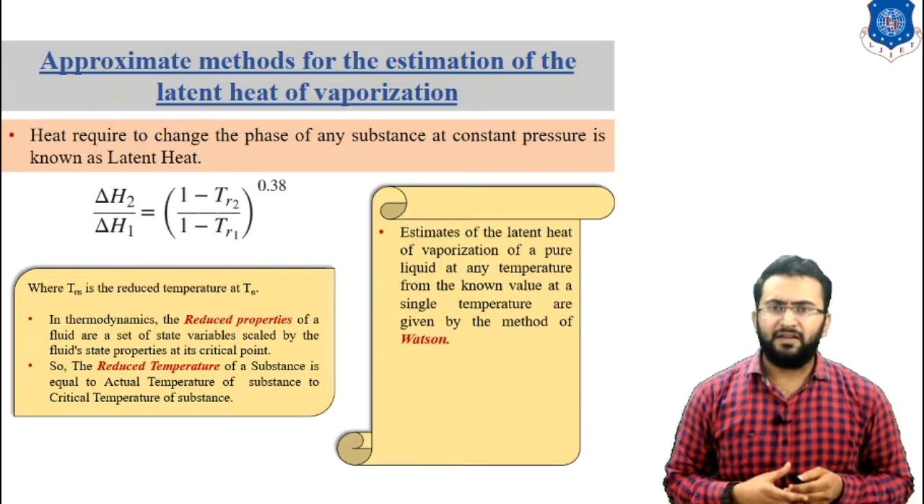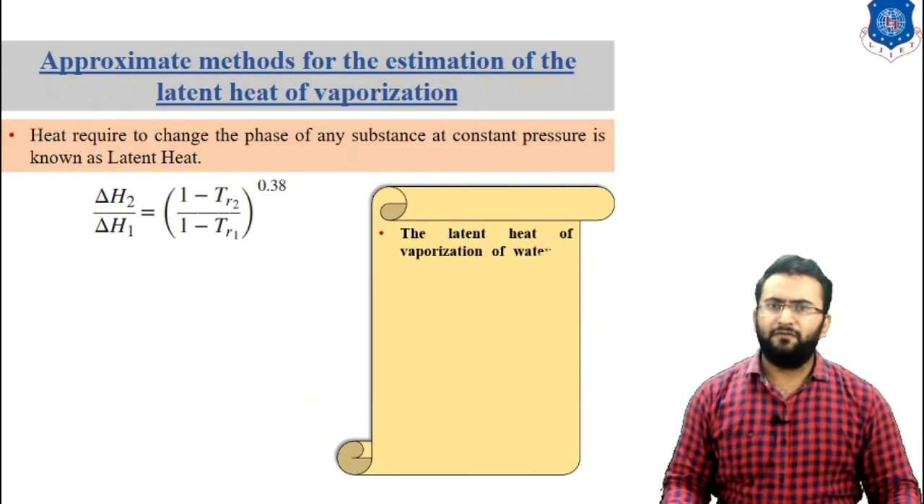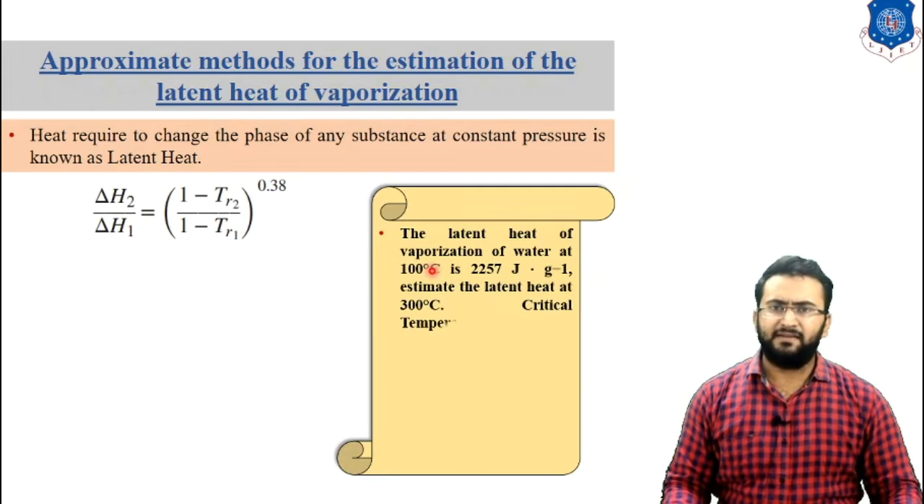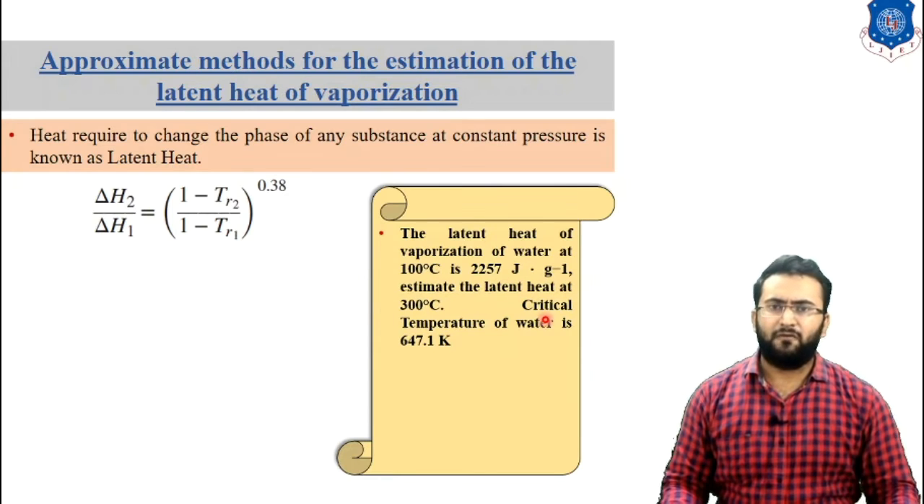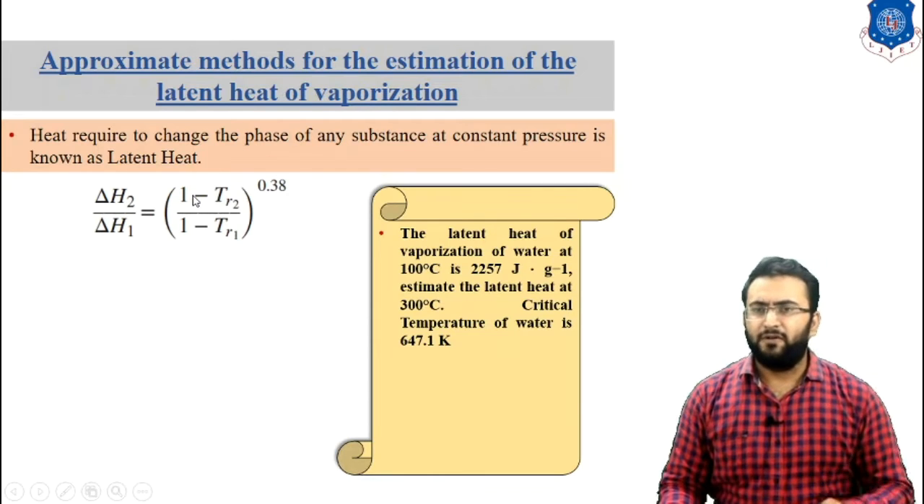To understand this, let's take one example. The latent heat of vaporization of water at 100 degrees Celsius is 2257 joule per gram. Estimate the latent heat at 300 degrees Celsius. The critical temperature of water is 647.1 Kelvin. So in this numerical, the latent heat of vaporization at 100 degrees Celsius is given as 2257 joule per gram, and we have to find the latent heat at 300 degrees Celsius. Using the Watson equation we can easily calculate it.